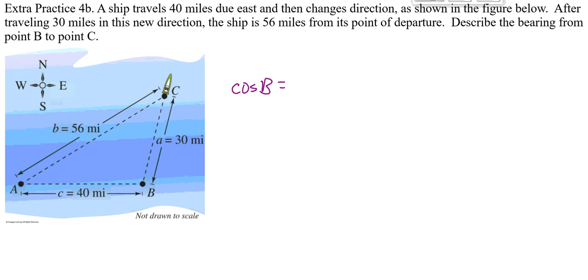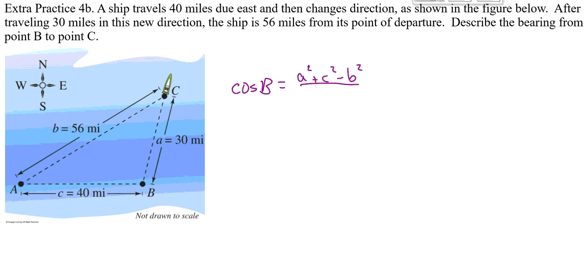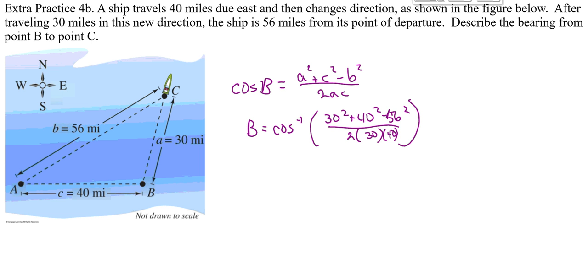So let's see how you did on this one. There's our formula. B equals the inverse cosine of 30 squared plus 40 squared minus 56 squared all over 2 times 30 times 40. So B is approximately 105.37.